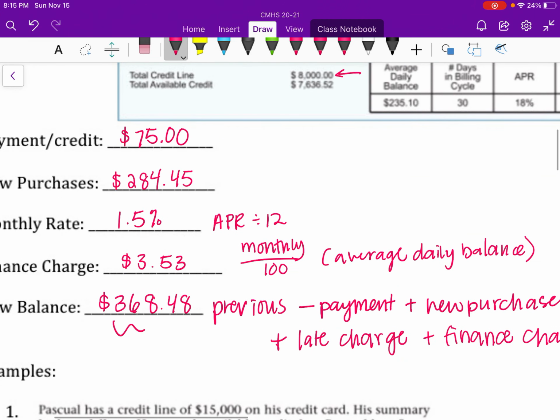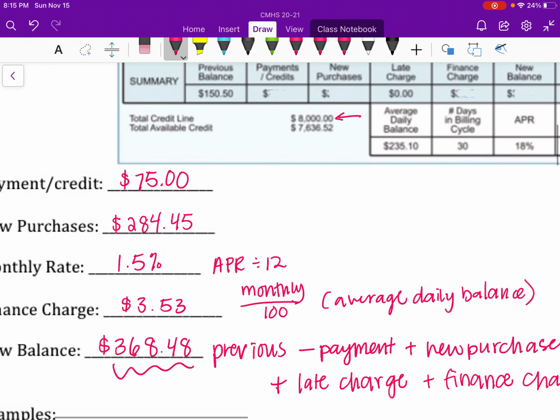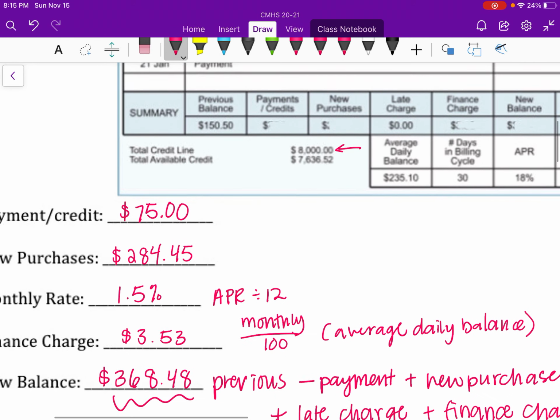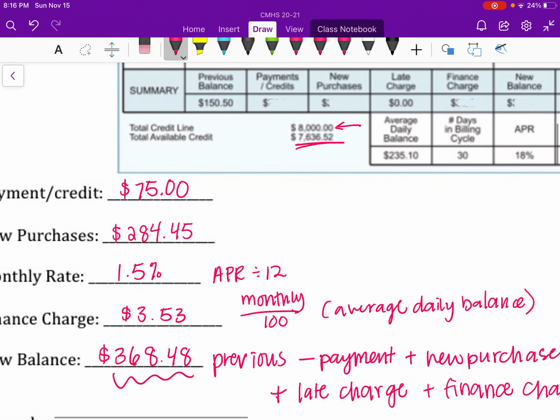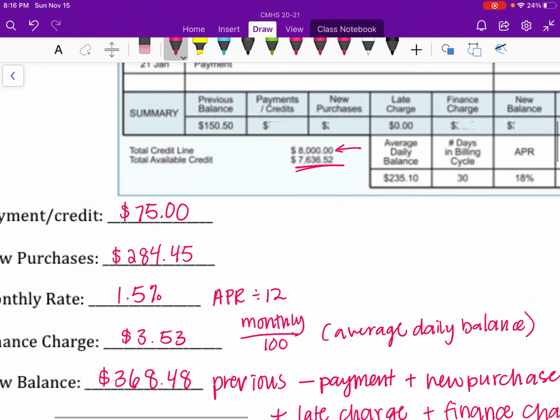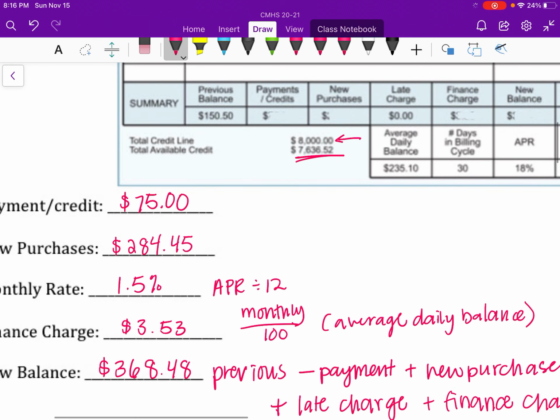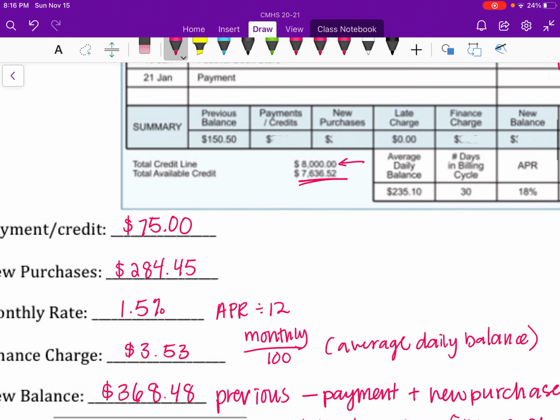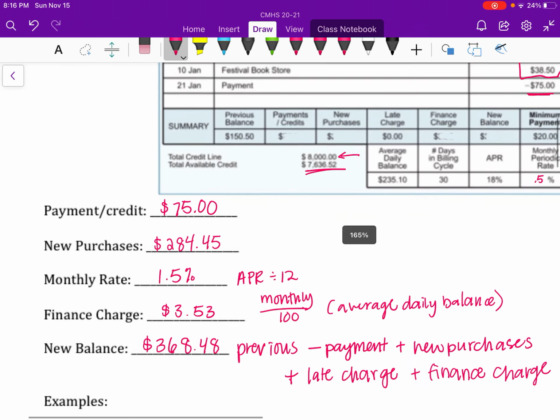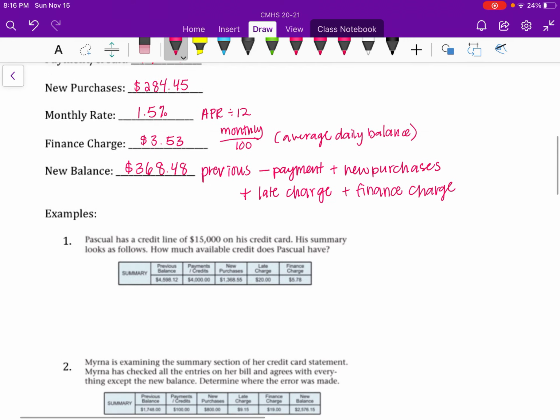Right now they have spent $368.48. That's the new balance. So what they did to find the total available credit is they subtract how much we just spent, the new balance, the $368, and that's how much they have left to spend. That's the max. So I give you $8,000. You spent $300 already. So the rest that you have to spend is the $76.36 there. All right, let's move on.